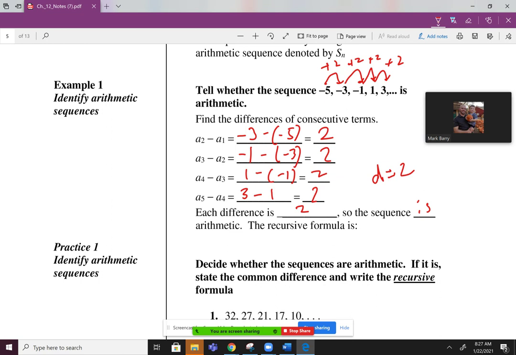That actually does have a name, and our next section is on what happens if it's consistent multiplying or dividing, but that's not arithmetic. It's got to be adding or subtracting.